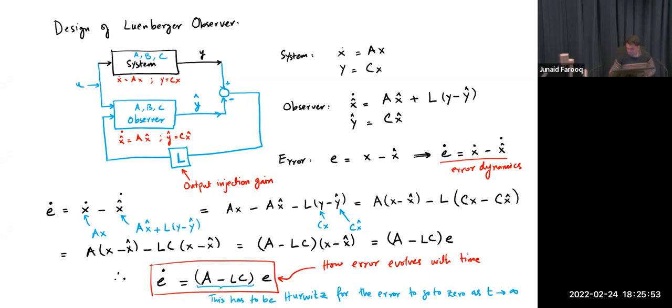If you remember your previous discussions, if A minus LC has all eigenvalues in the left half plane, then this system is going to converge to 0 as t goes to infinity.